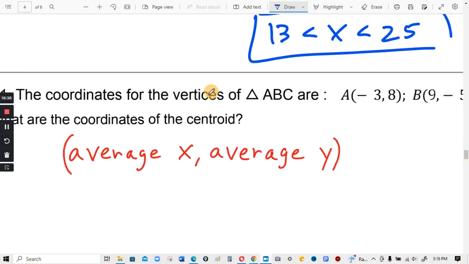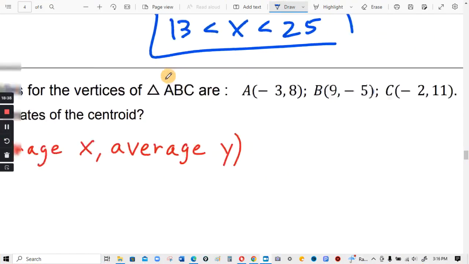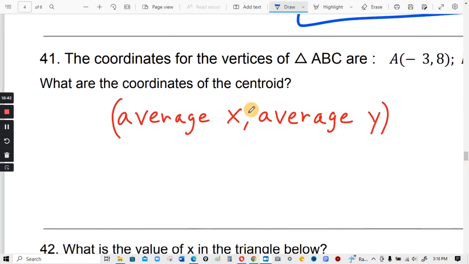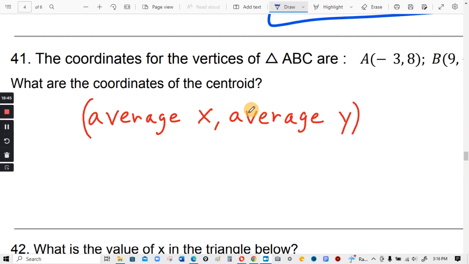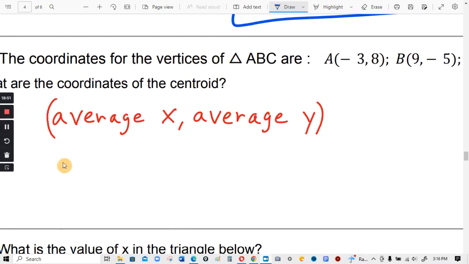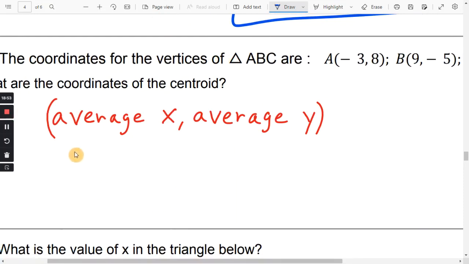Okay, coordinates for triangle ABC are right here. What are the coordinates of the centroid? So this is actually easy. You want the average x and the average y. So there's 3 points on a triangle. How do you find the average of 3 numbers? Well, you just add them and divide by 3.